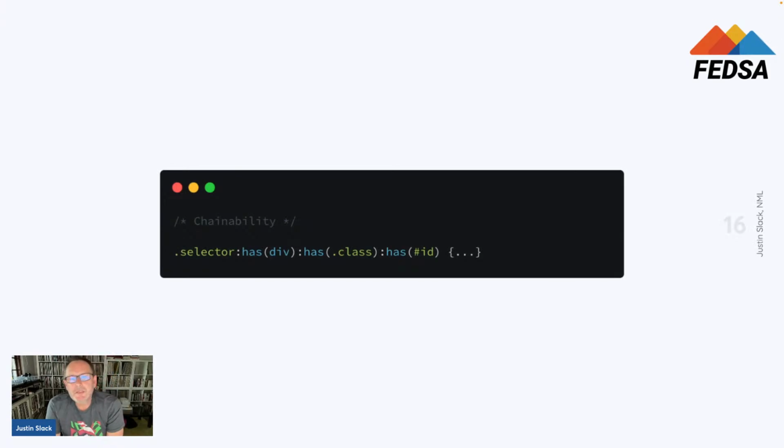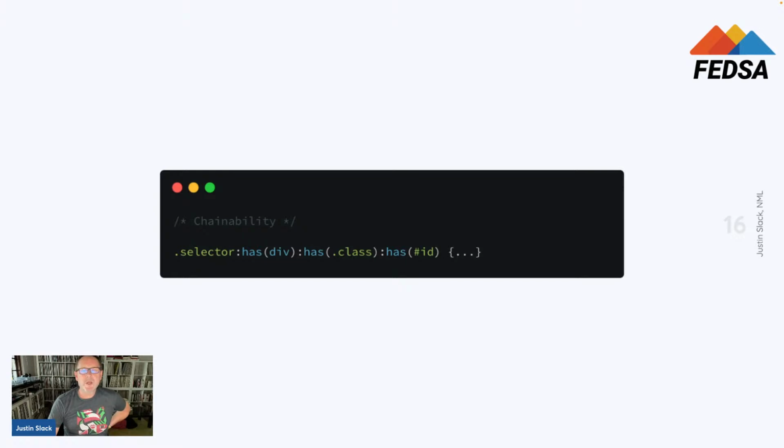So we can also chain it. Now this is not the same as :has inside :has. These are separate :has selectors. Here we're saying, does the selector have a div? Does that div have a class? Does that div have an ID? And again, we'll get into examples of chainability.